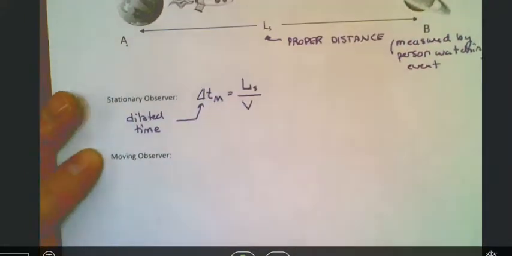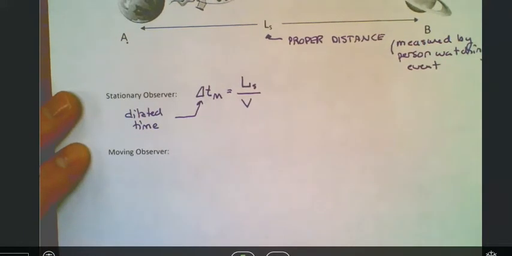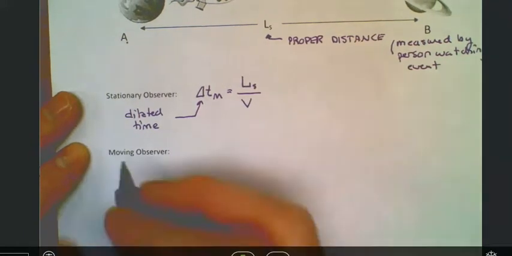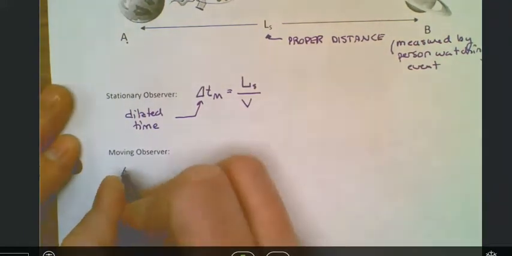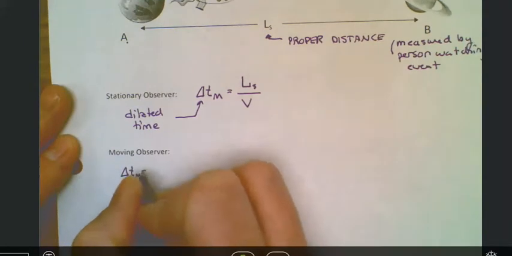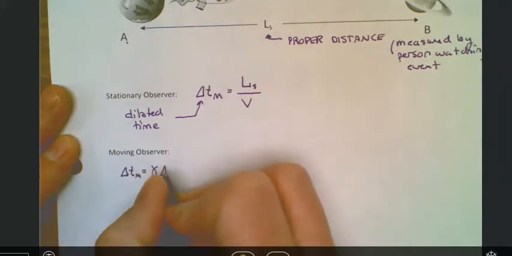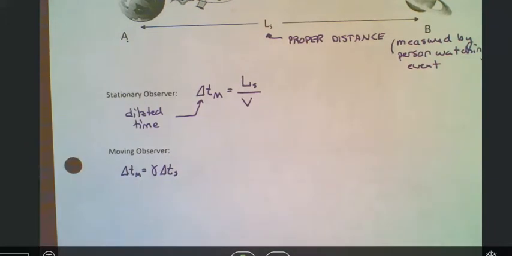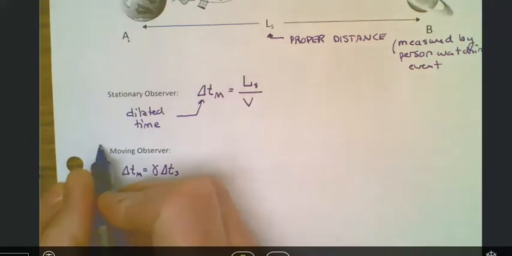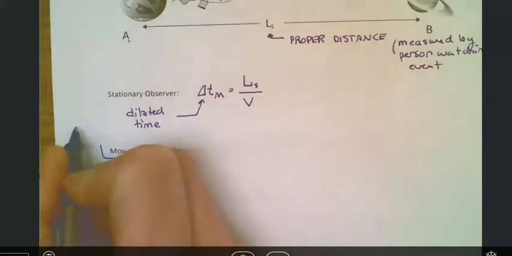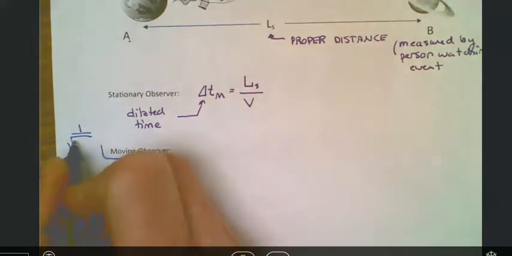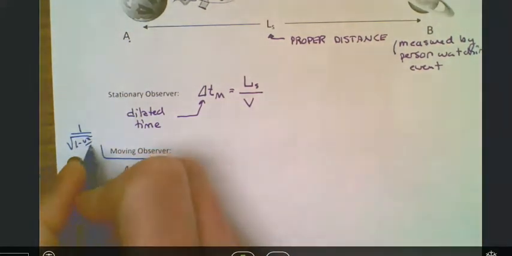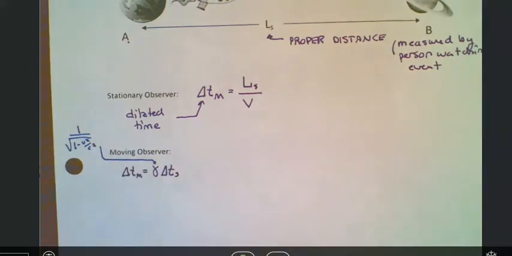No big deal. The moving observer, however, is going to see something a little bit different. So we already know that delta Tm is gamma delta Ts. Now we know gamma is just that funny little thing that we talked about before. It's 1 over the square root of 1 minus v squared over c squared. We know that. It's just simpler to write it this way.